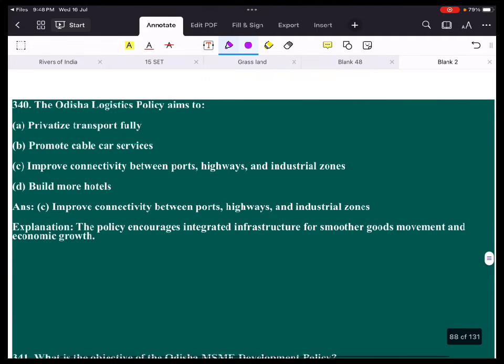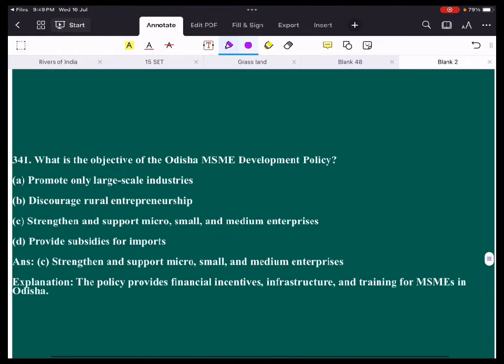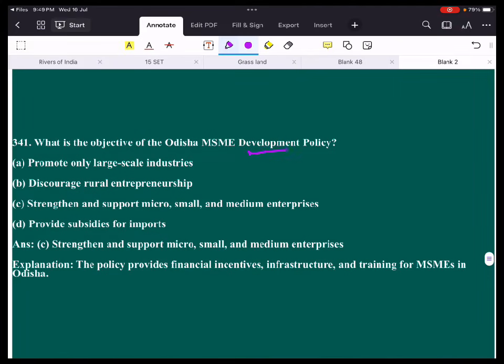Odisha's logistics policy aims to option C, improve connectivity: port, highway and industrial zone. What is the objective of Odisha MSME development policy? That is strengthening support for micro, small and medium enterprises, option C.